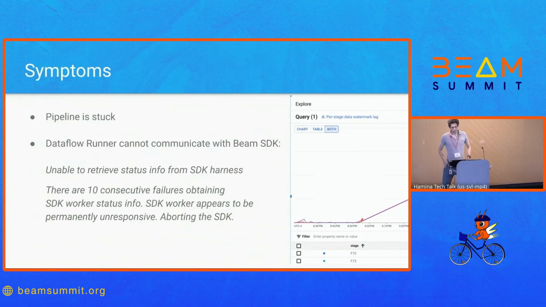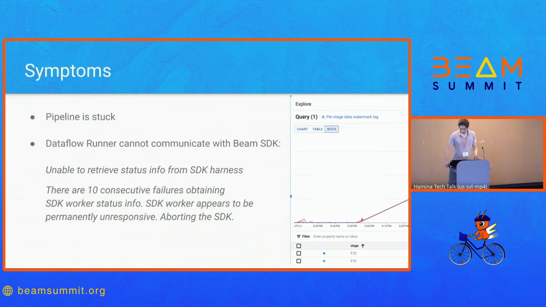You have a pipeline, it's stuck, the watermarks are growing, but we do not see what is actually happening on the workers. There is a mechanism in Beam where you can knock on the SDK harness and say, hey, what are you doing? And the SDK harness can say, oh, I'm processing these bundles. But when the runner, in this case Dataflow, did this, it got a response that, oh, I cannot retrieve any status information. And then eventually the runner would terminate the SDK. So something goes wrong, the SDK gets stuck, but we have no idea what causes the stuckness.